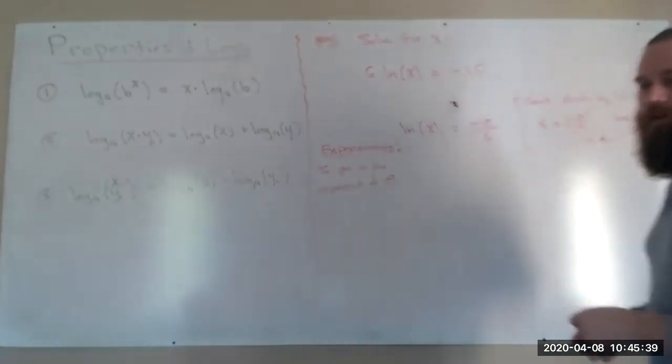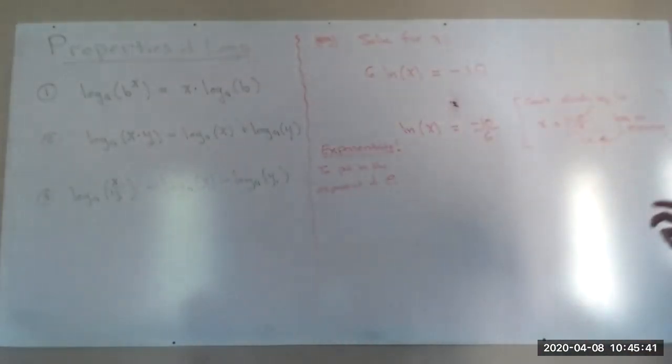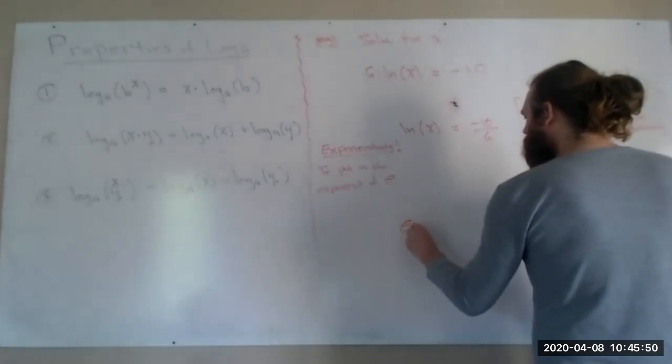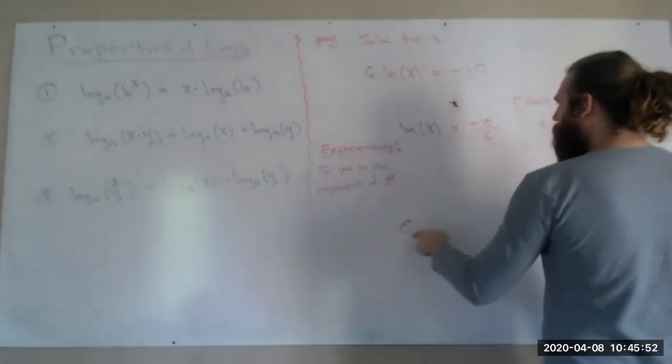And I've heard a lot of calculus students just refer to this as "e-ing" both sides. I'm okay with that. If you like saying it that way, that's just fine, if that helps you remember what you're doing. So we're going to put both of these in the exponent of e.